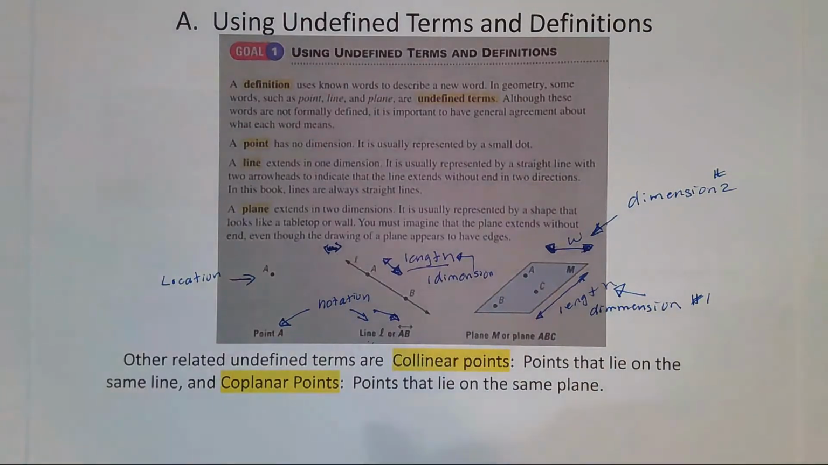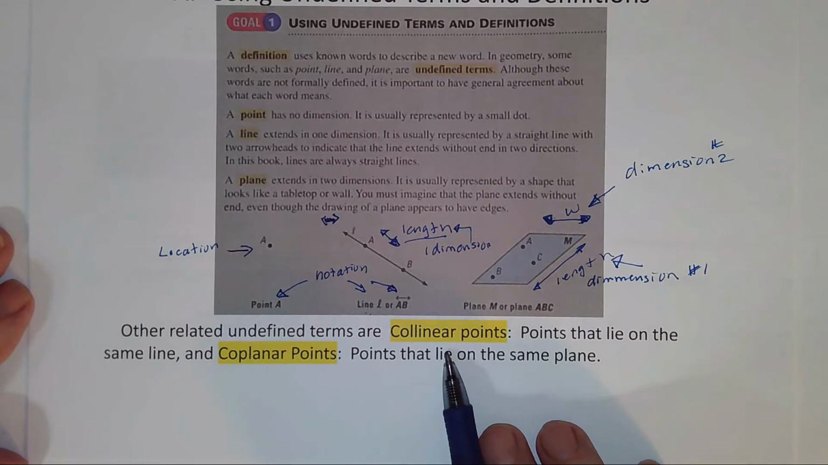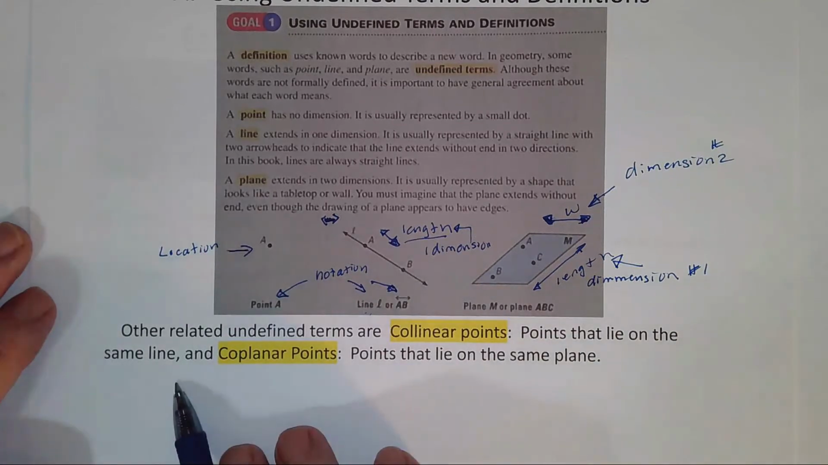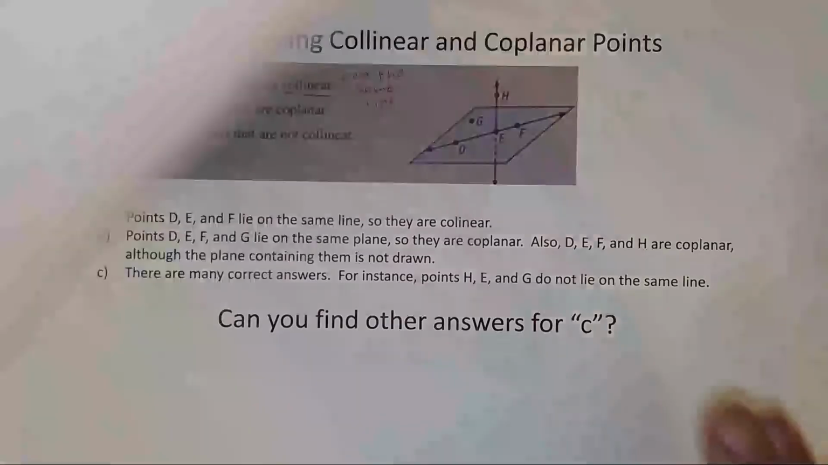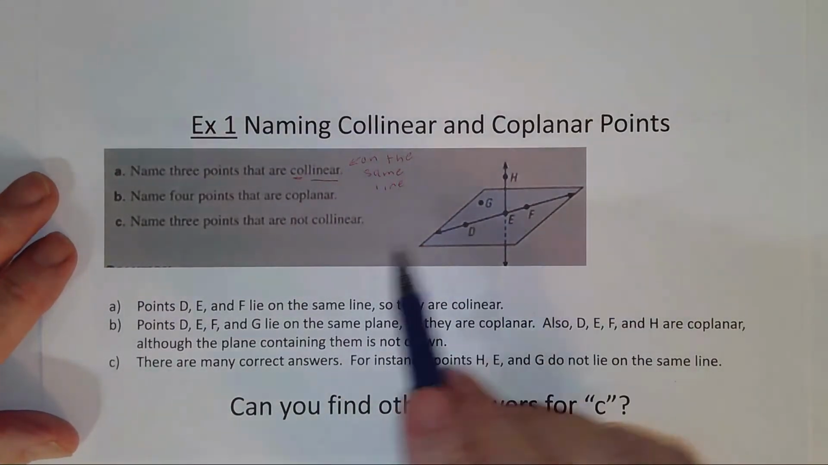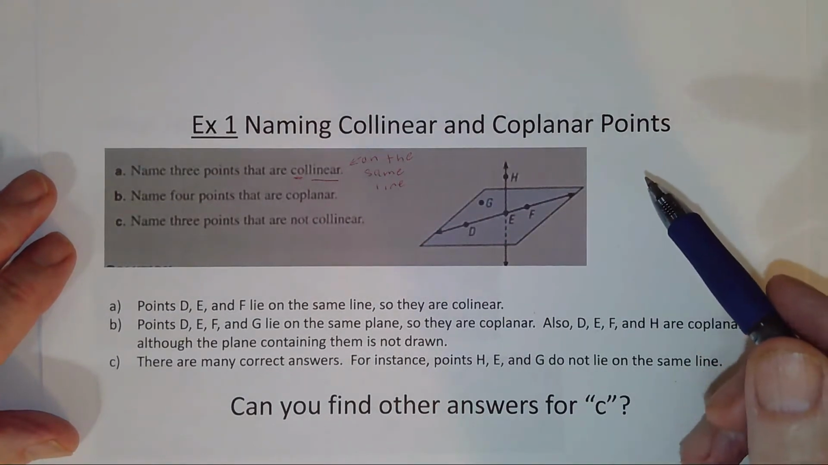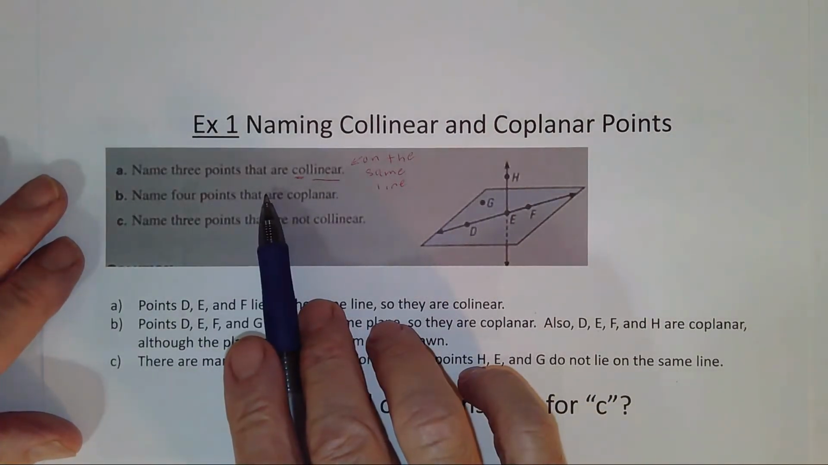Okay, so this is a simple definition of what we call collinear points. A couple of other related undefined terms are collinear points, which are points that lie on the same line, and coplanar points, which are points that lie on the same plane. So we're going to take a look at that. Here we have an example of some collinear points and coplanar points. Collinear points are points that lie on the same line.